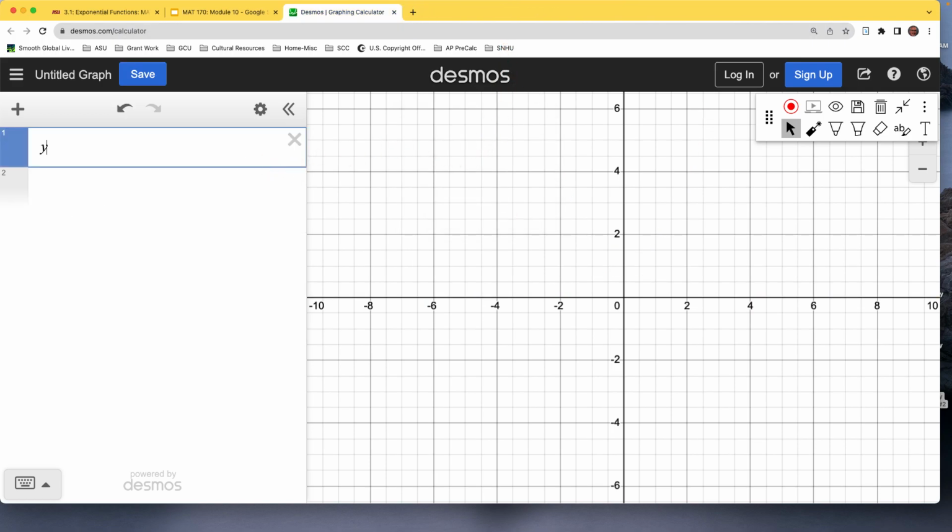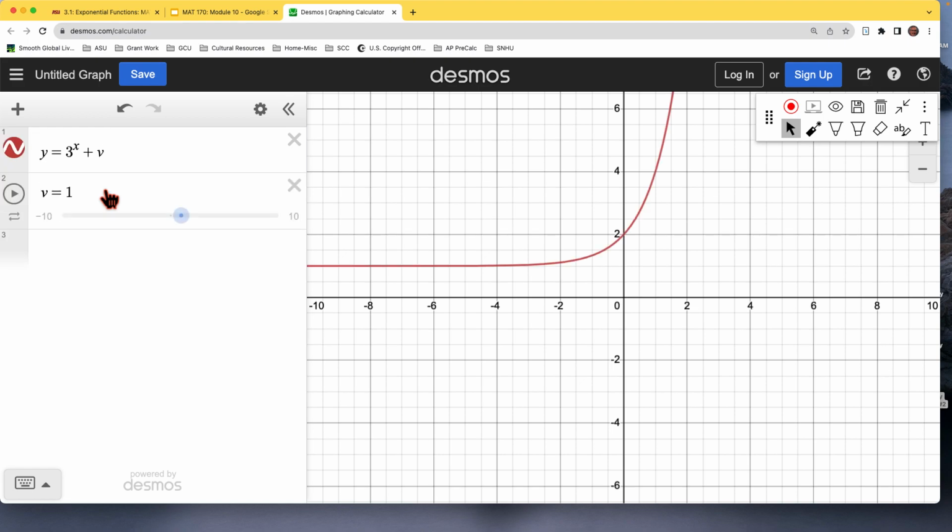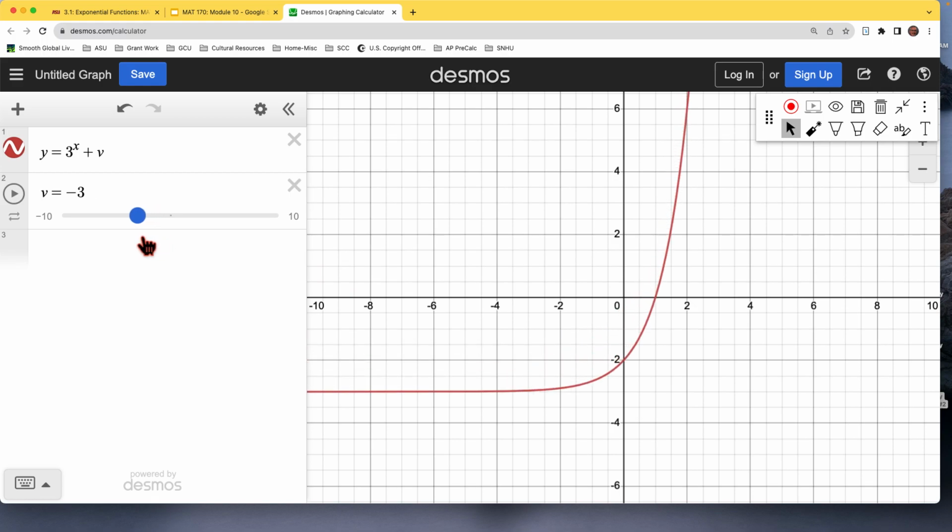So we'll graph y equals 3 raised to the x, and then we'll put plus v, and then when you put in a new variable, it lets you put in a slider. Notice if v is 0, we haven't done it, but if it's anything positive, it moves it up. This is what I like about the sliders. You can actually see it moving, right? And if I go down and it's negative, it drops it down. So again, we're adding something outside the function. We move it up or down.